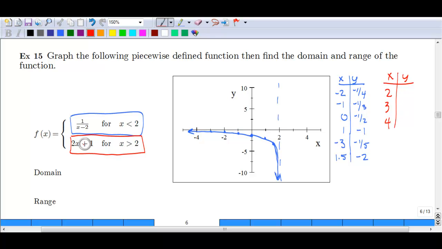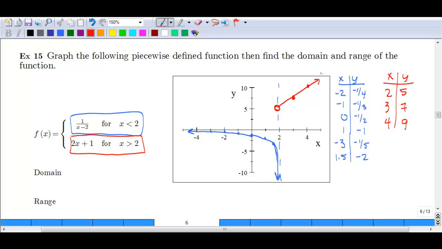So if you plug 2 into 2x plus 1, you end up with 5. You plug 3 in, you get 7. And you plug 4 into 2x plus 1 here, you end up with 9. So if we plot those points, at 2 we are at 5. And again, we've got an open dot because it's only greater than, not greater than or equal to. At 3, we are up at 7, and that's a closed dot. And at 4, we are up at 9. So we've just got a straight line there that's going off to infinity. And so this is our graph.